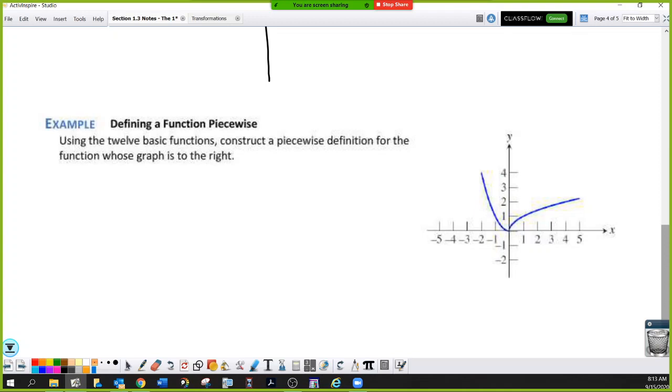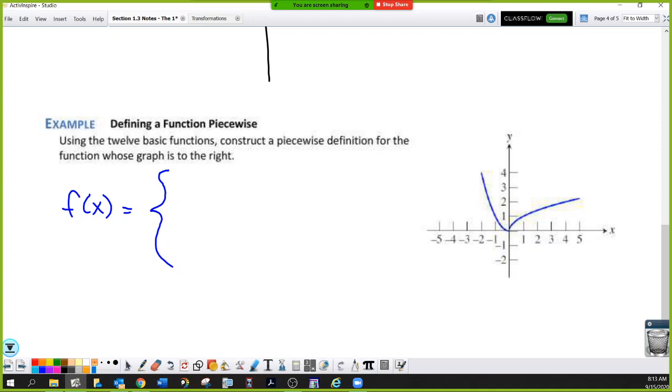I've given you a piecewise graph this time, and we've been asked to use the 12 basic functions to make a piecewise definition. The thing that you just had up there, the f of x equals with the big brace, that is your piecewise definition, and we have been asked to do that for this. You look at your picture and decide what two things it is made out of.